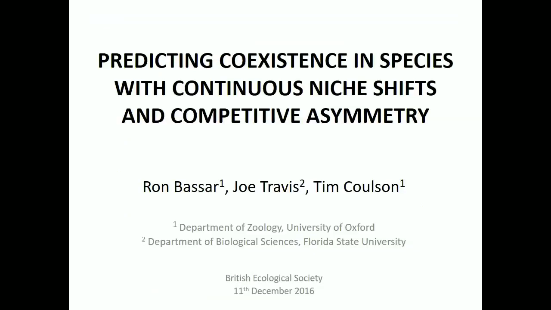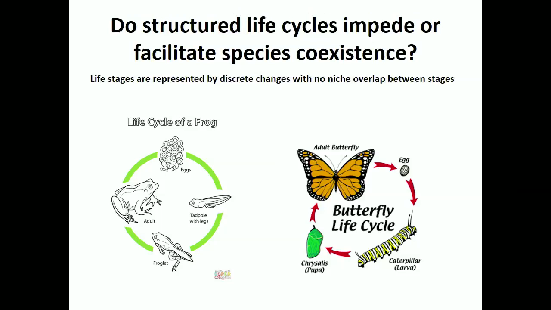So next up we have Ron Bassar of the University of Oxford. Thanks, Anthony. So what I want to talk to you guys today about is predicting coexistence among species with structured life histories, continuously variable structured life histories.